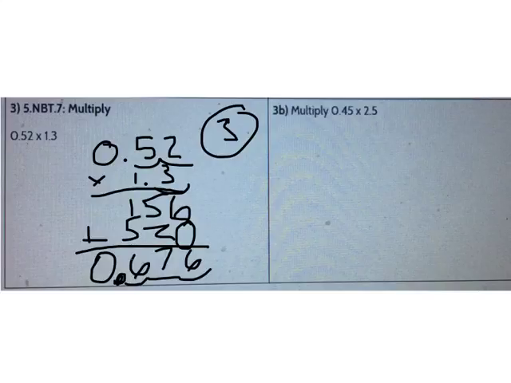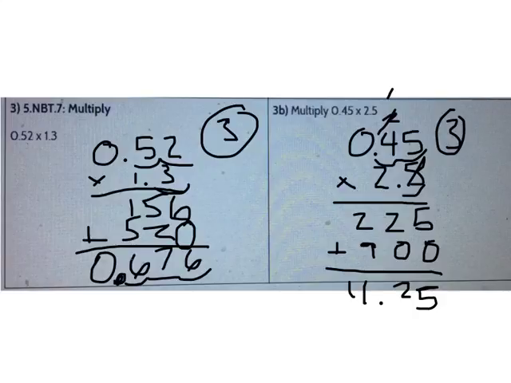Now you try one. What's 45 hundredths times 2 and 5/10? The answer is 11 and 25 hundredths.